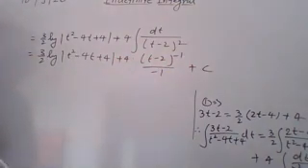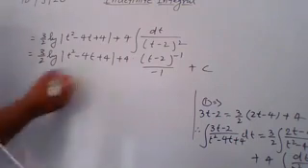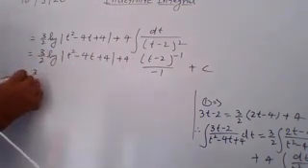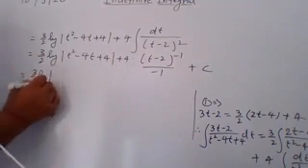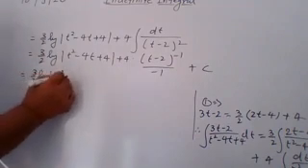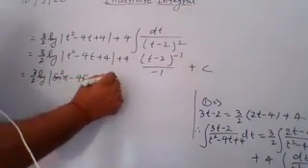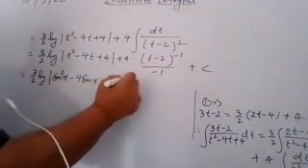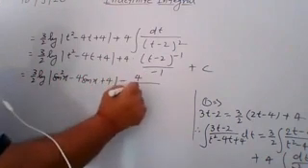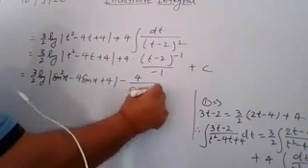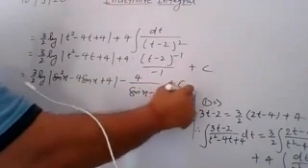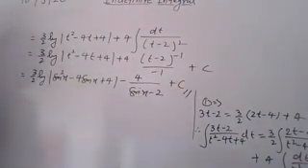Now putting the value of t. What value of t did you assume? Sin x. So put it. So you have 3 by 2 log of sin square x minus 4 sin x plus 4, and here you write minus 4 upon sin x minus 2, plus c is your answer. So in this way, here you completed your result.